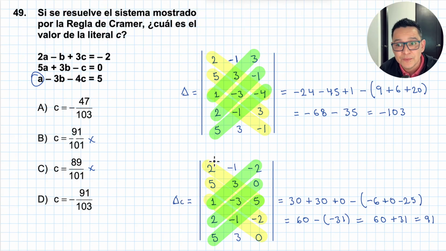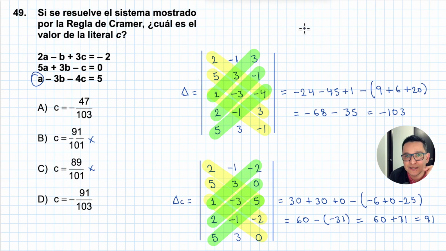Well, what we have to do is the following. Look, I'm going to show you here in red so you can see it clearly. C has to be calculated by dividing the determinant of C by the determinant of the system, or the main determinant. So come on, let's do that division. The determinant of C, I got 91. And that is then divided by the main determinant, which I got as minus 103. And well, plus divided by minus is minus, so I'm getting minus 91 over 103.